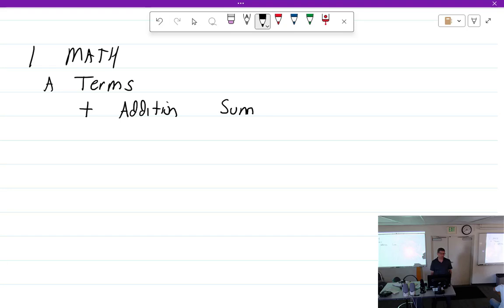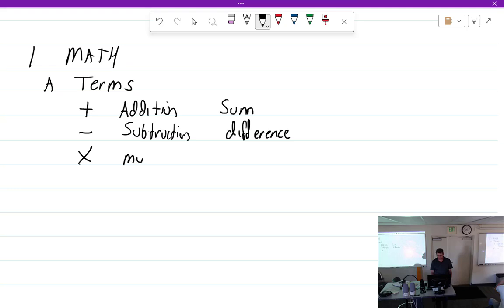So the sum of 2 numbers. As opposed to that, which of course would be subtraction. And what would be a word problem way to put that? Difference. Difference. Very good. Difference between two numbers.